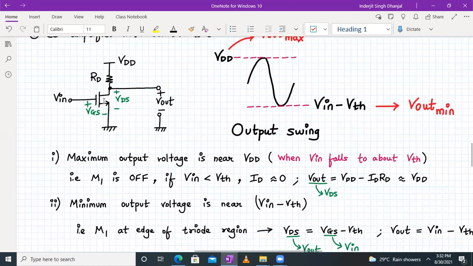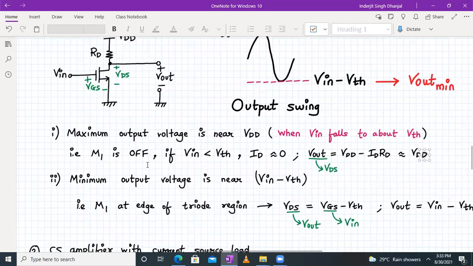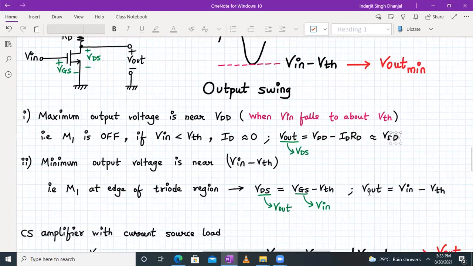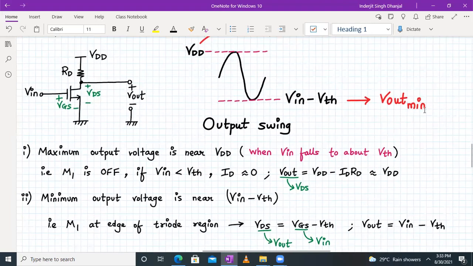So let's say M1 is at the edge of the saturation region, or we also call it the triode region. Now, what is the condition for M1 to be at the edge of saturation? VDS should be equal to VGS minus VTH. I repeat, VDS should be equal to VGS minus VTH. And what is VDS over here? Vout. And what is VGS? Vin. So what can we say over here? Vout is equal to Vin minus VTH. So this is my minimum voltage swing.